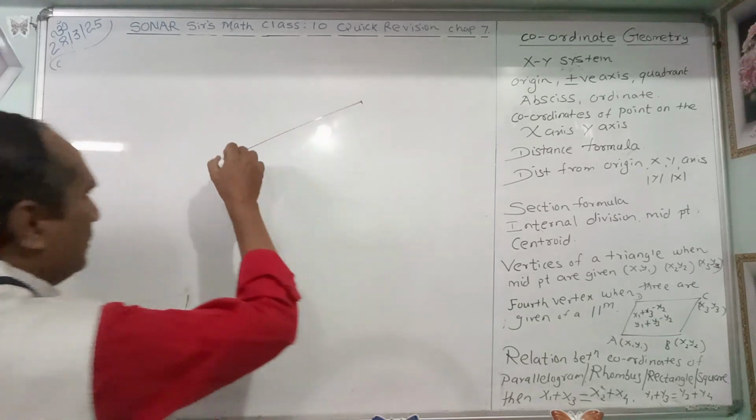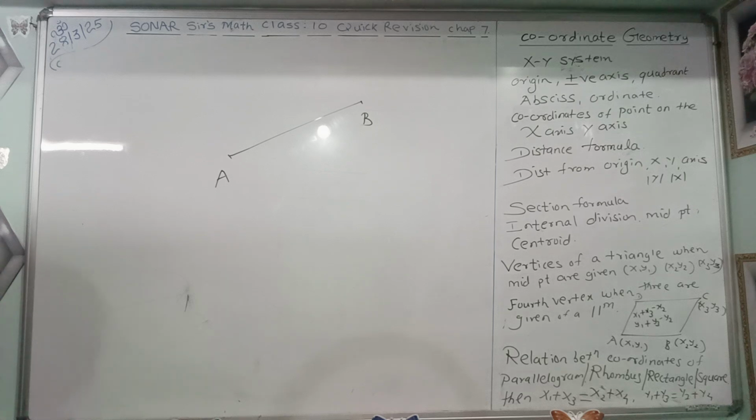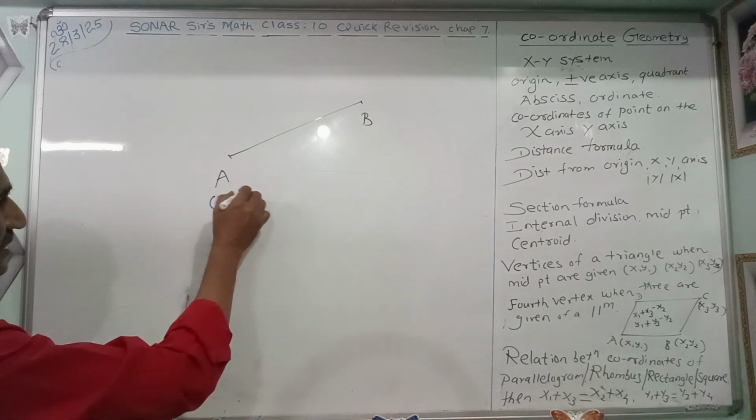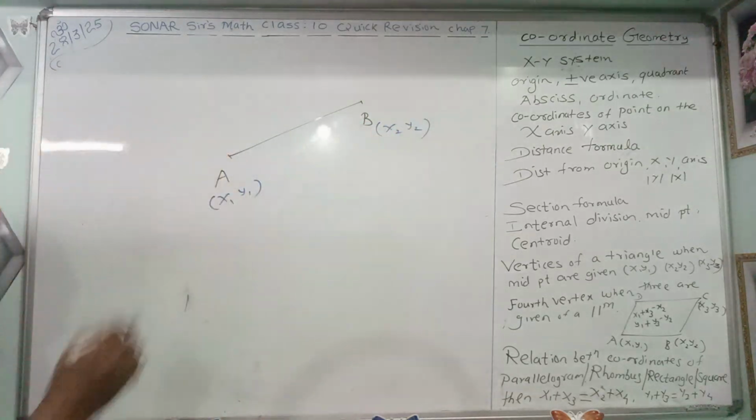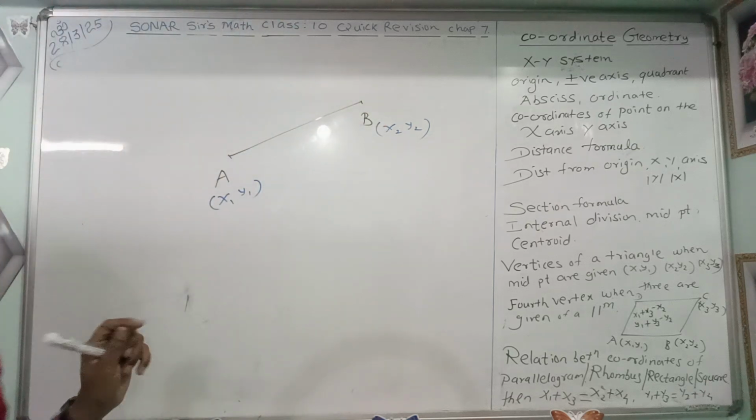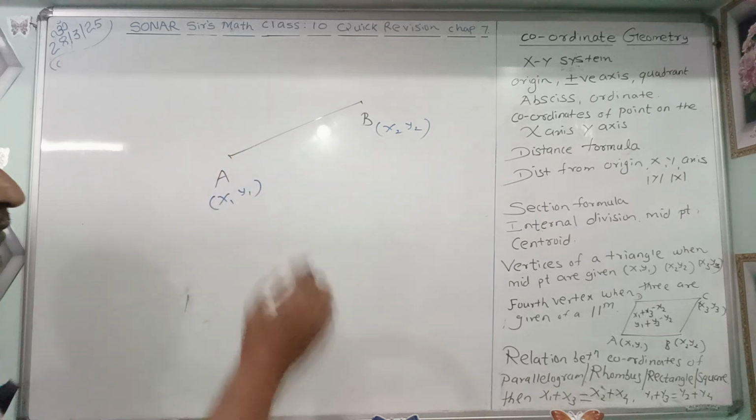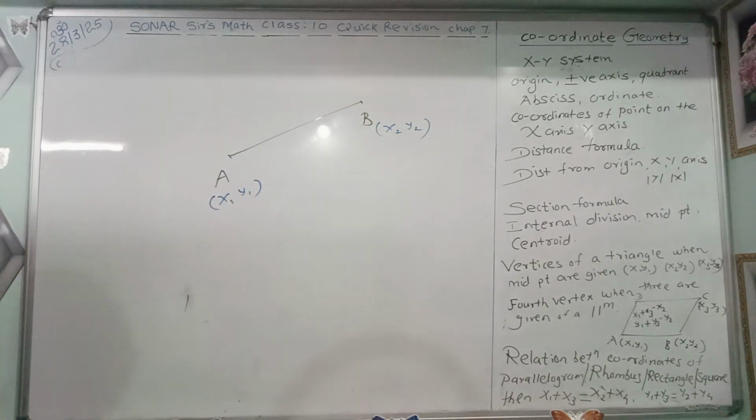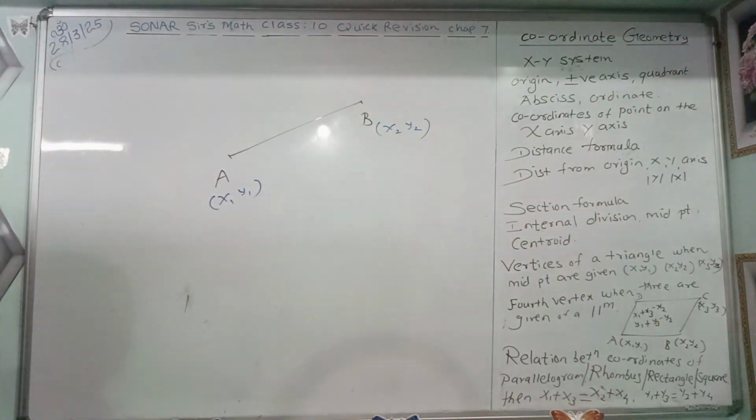Suppose this is a segment AB and we have been given the coordinates of A as x1, y1 and B as x2, y2 in the xy coordinate system. By forming a right angle triangle, we can derive the distance, but here we are directly using the formula for finding the distance between the 2 points.